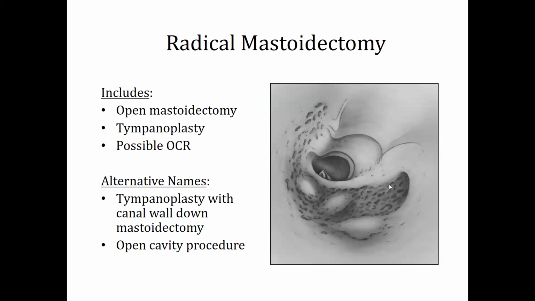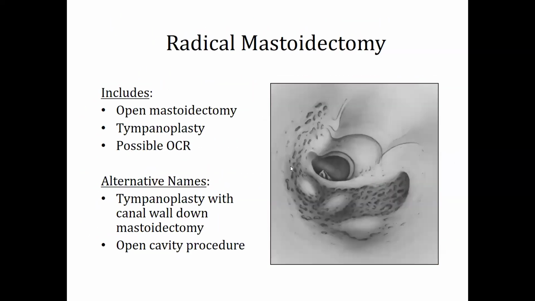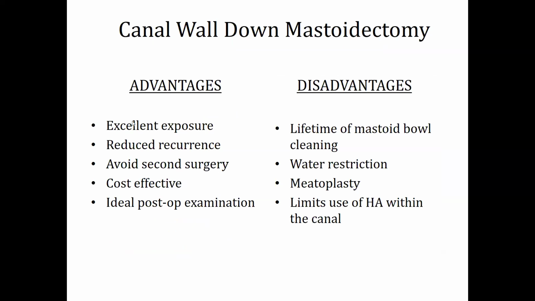And then the third is a generous meatoplasty, right? You guys have probably seen those, where you actually have to remove conchal cartilage. You've got to make the opening of the ear wider. The meatus has to be much wider. So the mastoidectomy goals here are different than what we just had with this. Now we're trying to prevent disease from trapping. So the advantages: excellent exposure, reduced recurrence. Ideally you avoid a second surgery, and it's cost effective as a result.